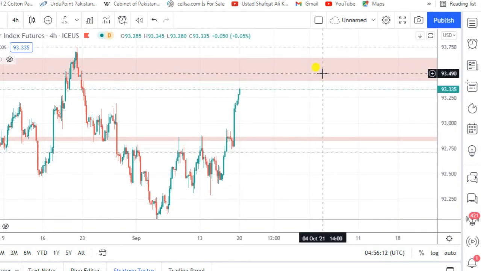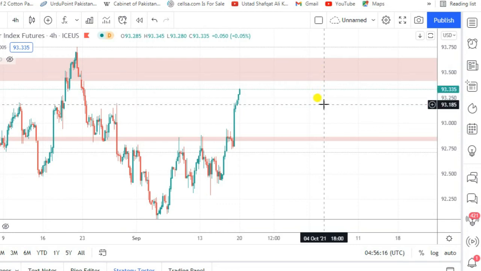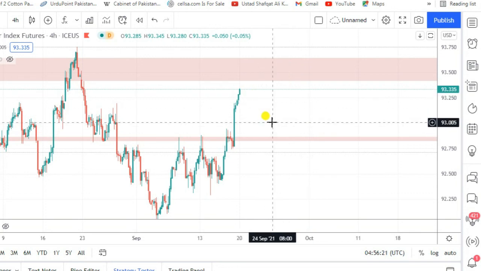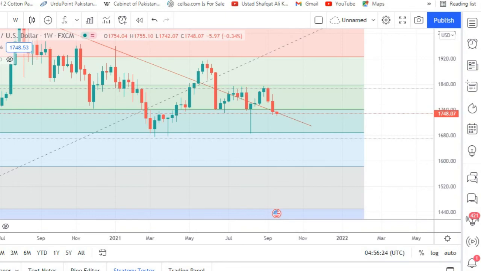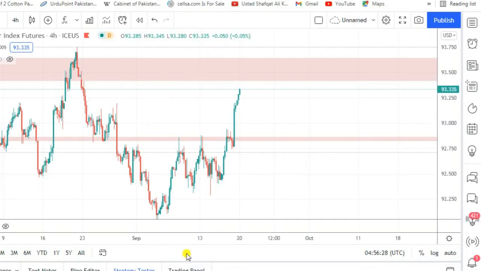I hope that now the dollar would be rejected and the market could come down. It's up to the market. If the dollar falls, then we can hope that gold would be bullish. So this is all we have right now.